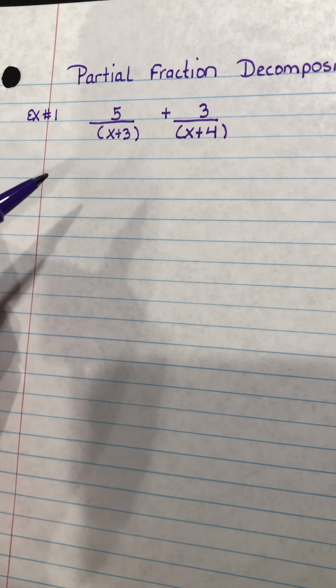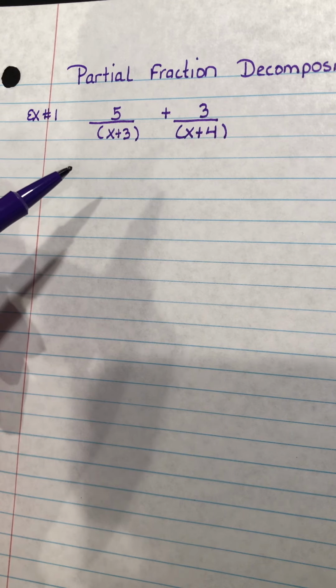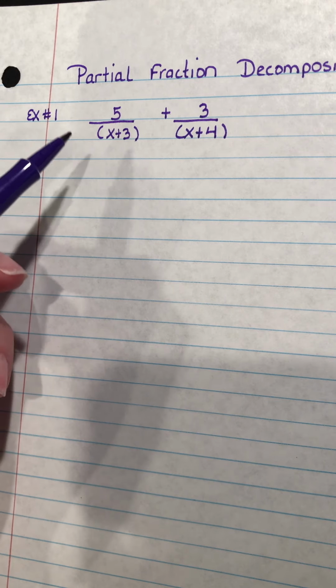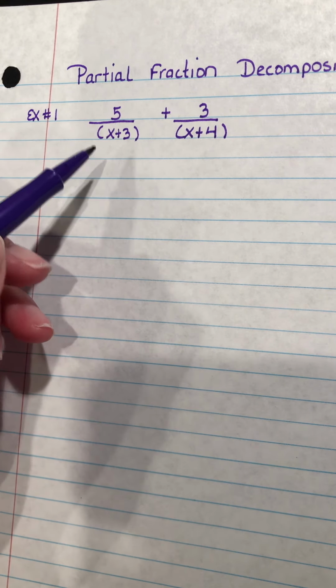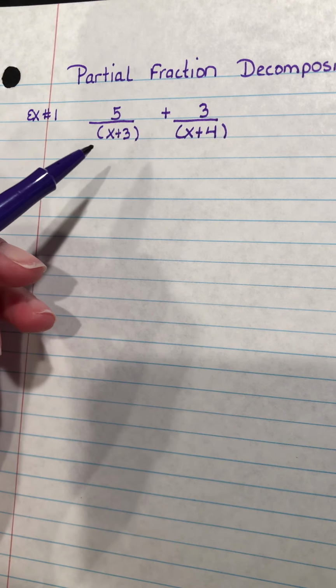So let's say that we had two fractions, 5 divided by the quantity x plus 3, plus 3 divided by the quantity x plus 4. And let's say we wanted to add these fractions together. The first thing we would need is a common denominator. So in this case, it would be a good idea to multiply each fraction by a fancy 1 so the denominators match. A fancy 1 will not change the value of the original fraction.